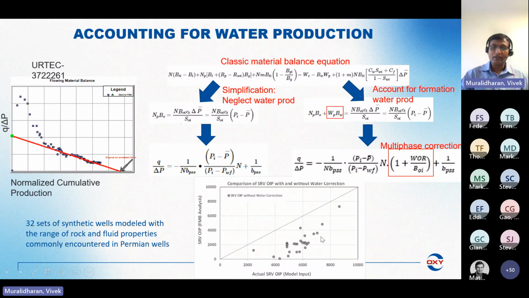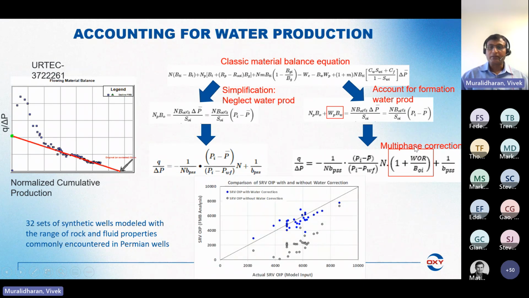So then we corrected that using this multi-phase correction, which is 1 plus WOR by B sub OI. When we did that, you can see that it is now close enough to the input that we used for these synthetic cases. So that is how water production is going to make a big difference in your oil in place calculation. You cannot neglect that. You have to take into account the formation water that you're getting out of it.